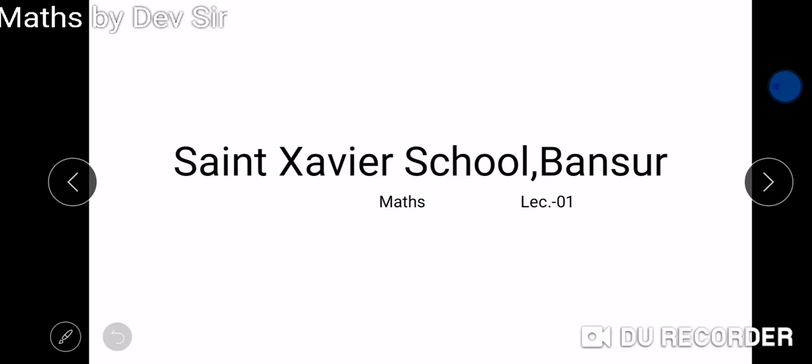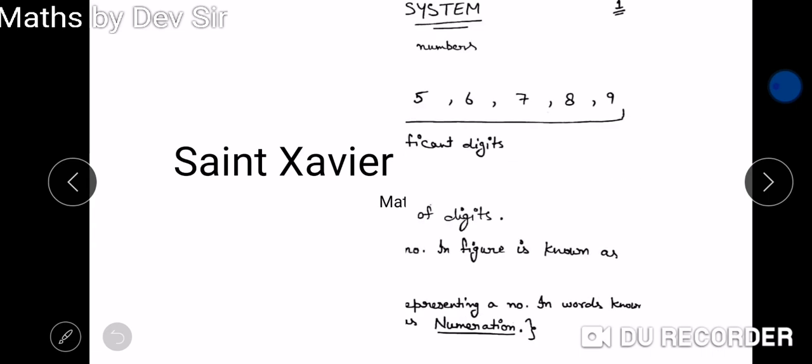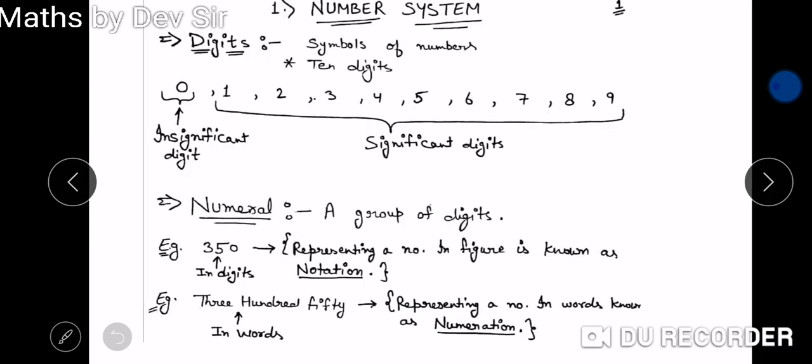This class is of mathematics, lecture first. In the starting of each and every class, I just talk about the numbers and their system. So, we will study about number system before starting chapters of your class. Now, first of all, we will talk about digits.